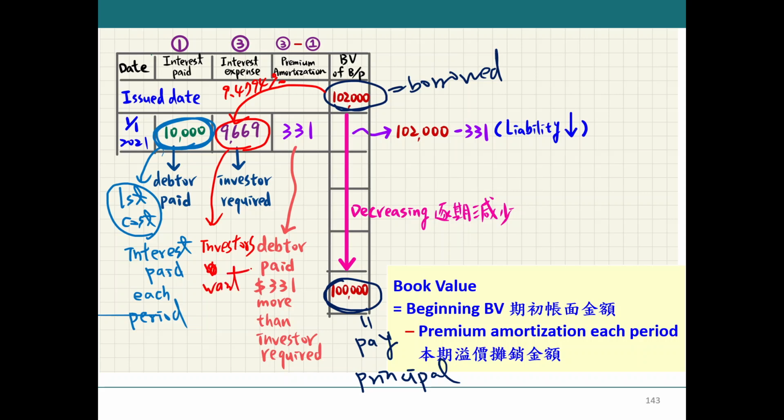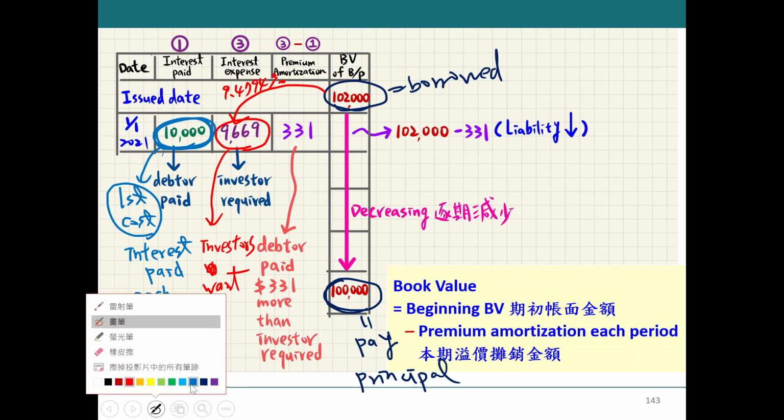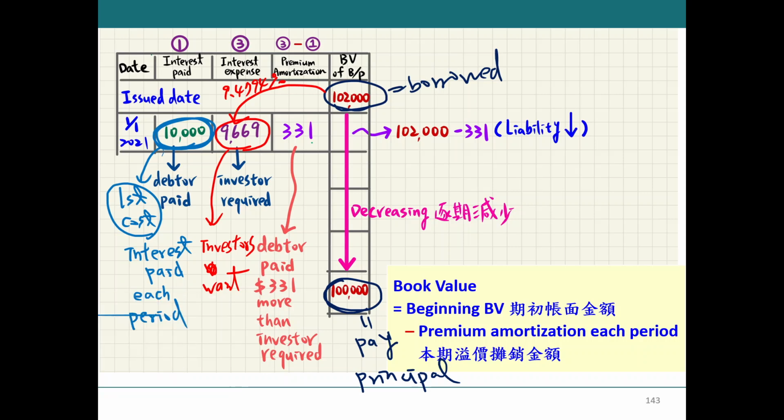So did you find out? Investors want only $9,669, but you pay $10,000, right? So you pay more money to investors. How much more do you pay? The difference, right? So the difference is your second cost of borrowing. So $331 is your second cost of borrowing. This is your second cost of borrowing.